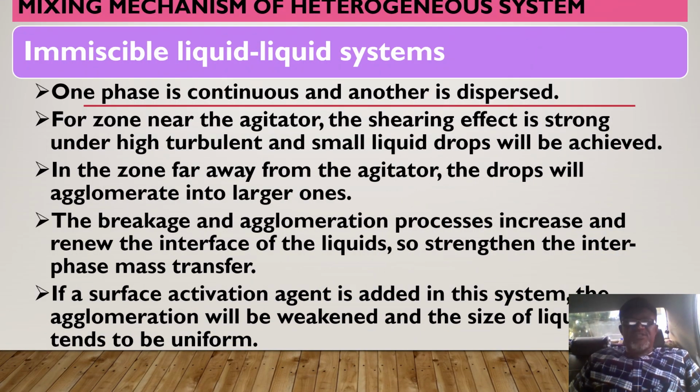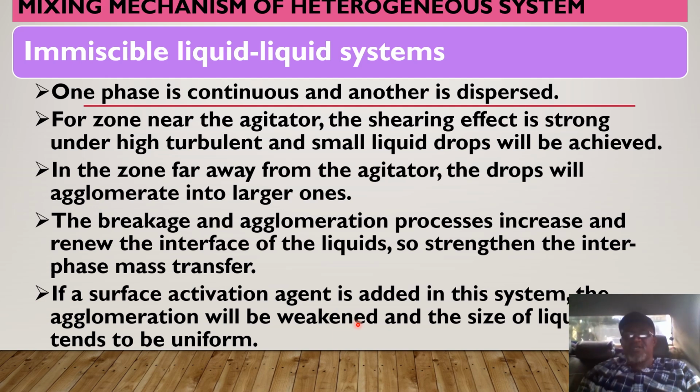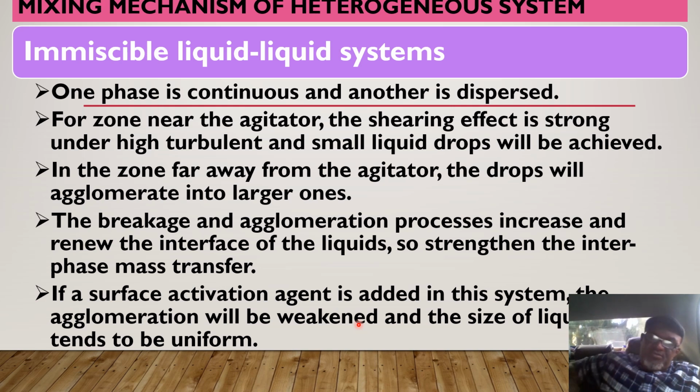Now this is for heterogeneous systems. For heterogeneous systems, we have immiscible liquid-liquid systems. Remember, heterogeneous means it's not one phase. Homogeneous means they are all in one phase. Now for an immiscible liquid system, one phase is continuous and the other phase is dispersed. You see, that's why we don't have one phase. For the zone near the agitator, the shearing effect is strong under high turbulence and small liquid droplets will be achieved. In the zone far away from the agitator, the droplets will agglomerate into larger ones.